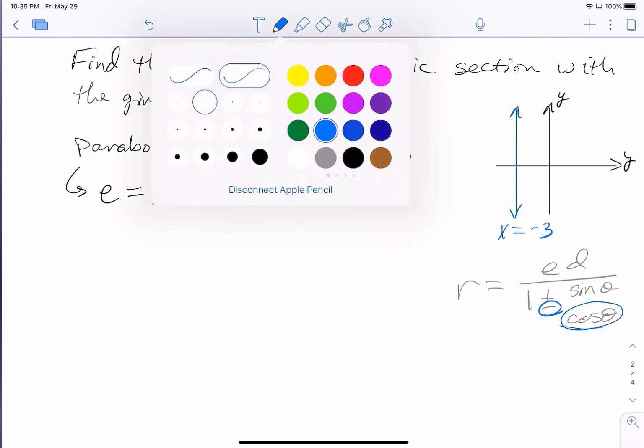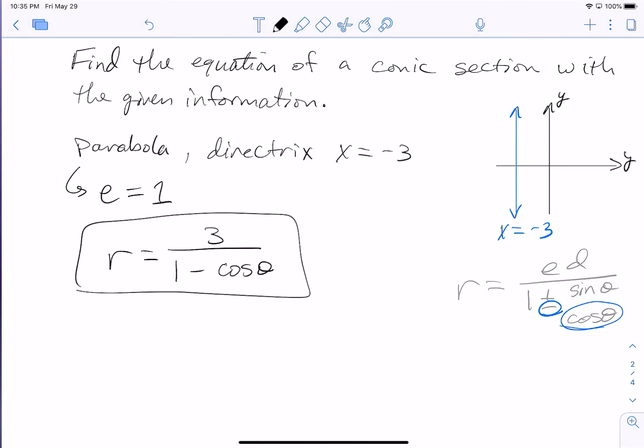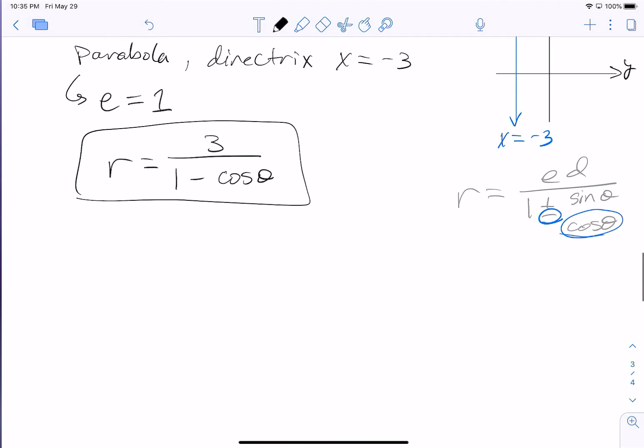And because the directrix has an equation x equals -3, I know that we have a subtraction in the denominator. Putting this together, we have that r is equal to ed, which is going to be 3, divided by 1 minus the cosine of theta. That's our equation. Let's do that one more time with some different information.